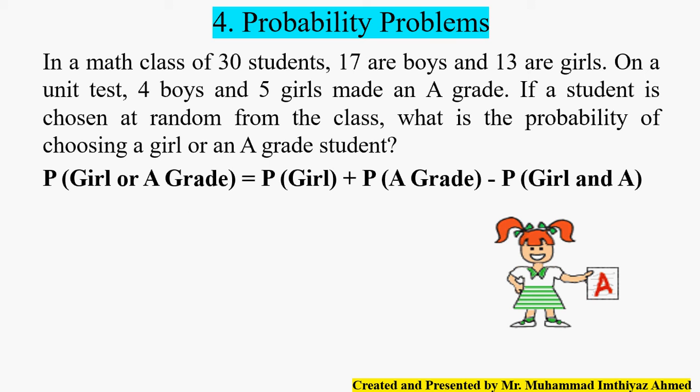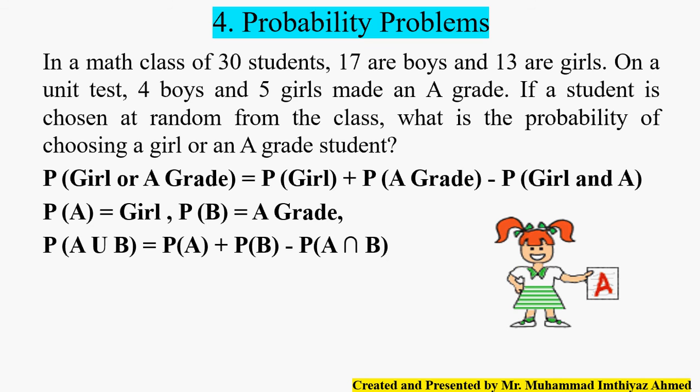Here, for this problem, we need to use probability of girl or A grade. So we need to take probability of girl plus probability of A grade students minus probability of girl students getting A. I am assigning probability A for girl, probability B for A grade. And probability A union B is probability A plus probability B minus probability of A intersection B.